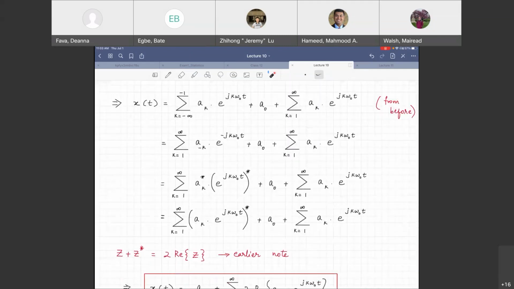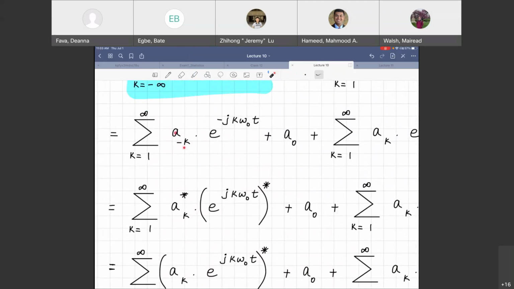From before, what do you have? Three summations, right? That was the first step. We messed around with that, but we left these two guys alone. We proved that this equals that, right? A0 carries over, this particular summation carries over. Once you have that, you can write the first term as a sub minus k e to the minus jk omega naught t. You can write this as ak conjugate. Why? Because x of t is real, right? You can write this as this.